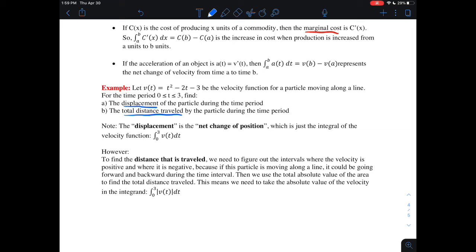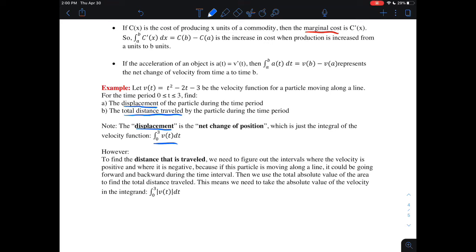So first of all, let's note the displacement is just the net change of position. So we started here at time 0 and we ended up there at time 3. How far away are those 2 points? That is just the integral of the velocity function. So to answer part A, we are just going to evaluate the integral from 0 to 3 of v of t dt. However, to find part B, the distance that is traveled, we need to figure out the intervals where the velocity is positive and where it is negative.